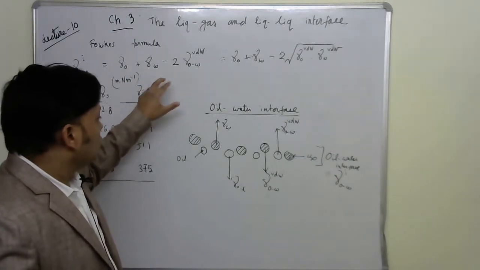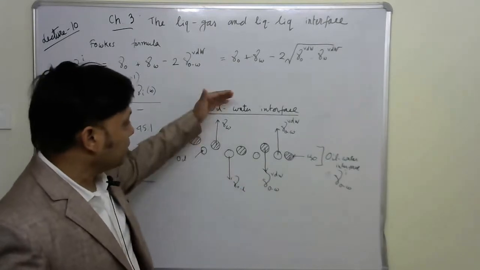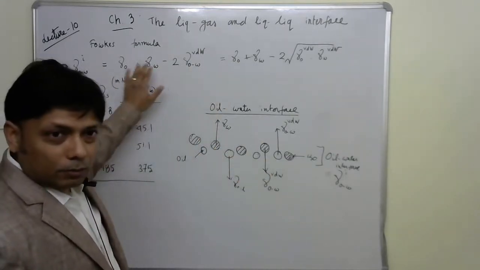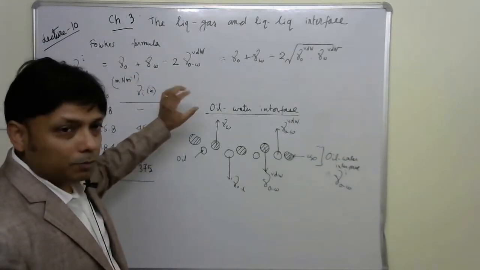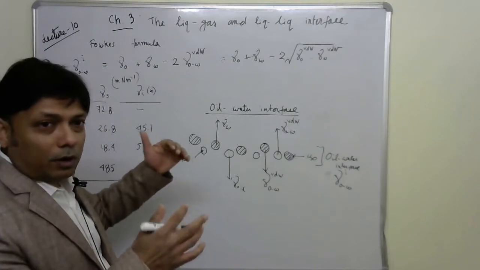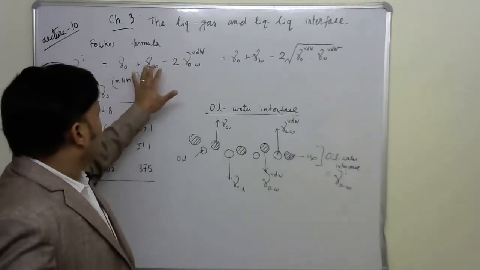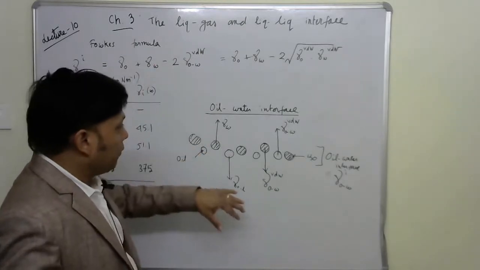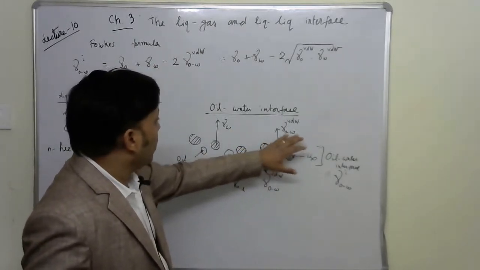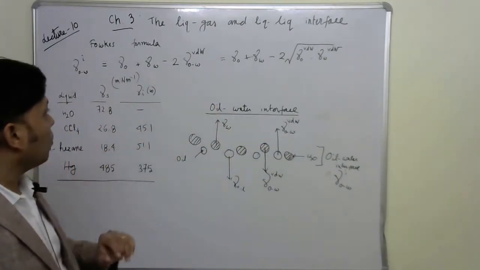minus sign, because you see that here there are four forces, two on the same side and two on the opposite side. So all those are not connected by the summation term. Some are additive and some are subtractive. Therefore, minus twice the gamma oil water van der Waals.